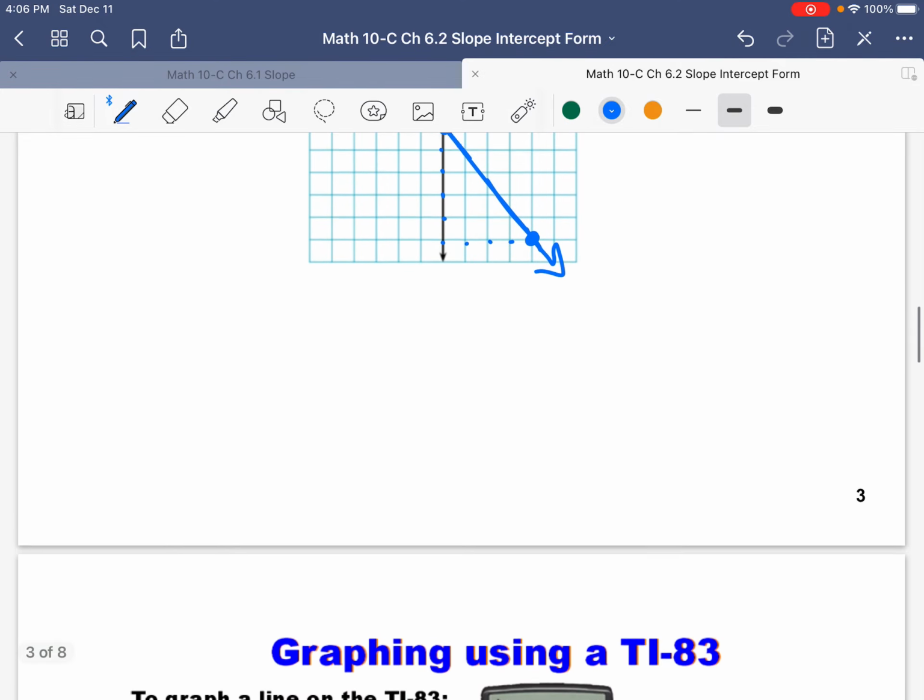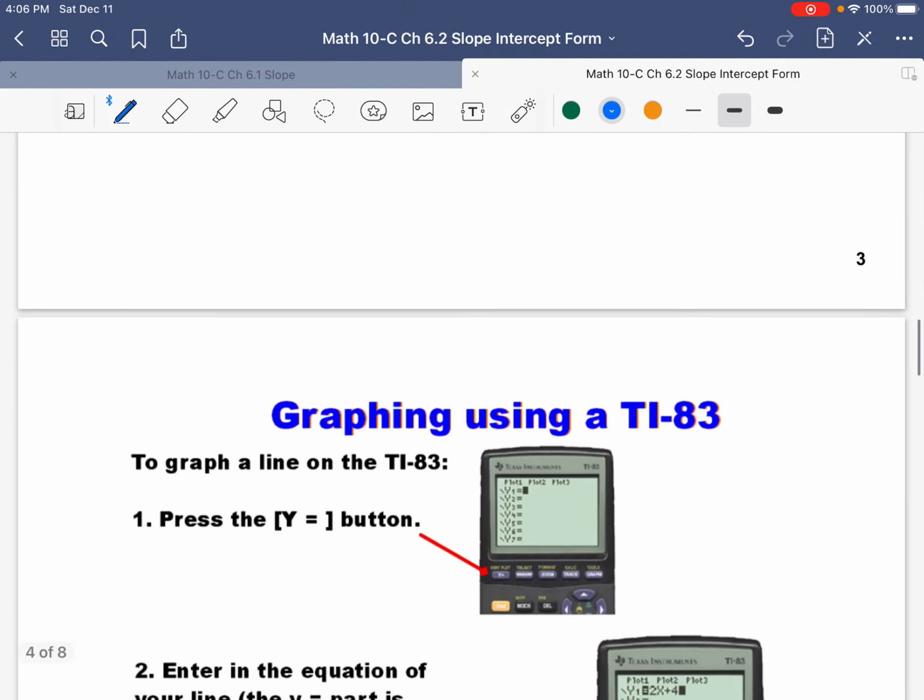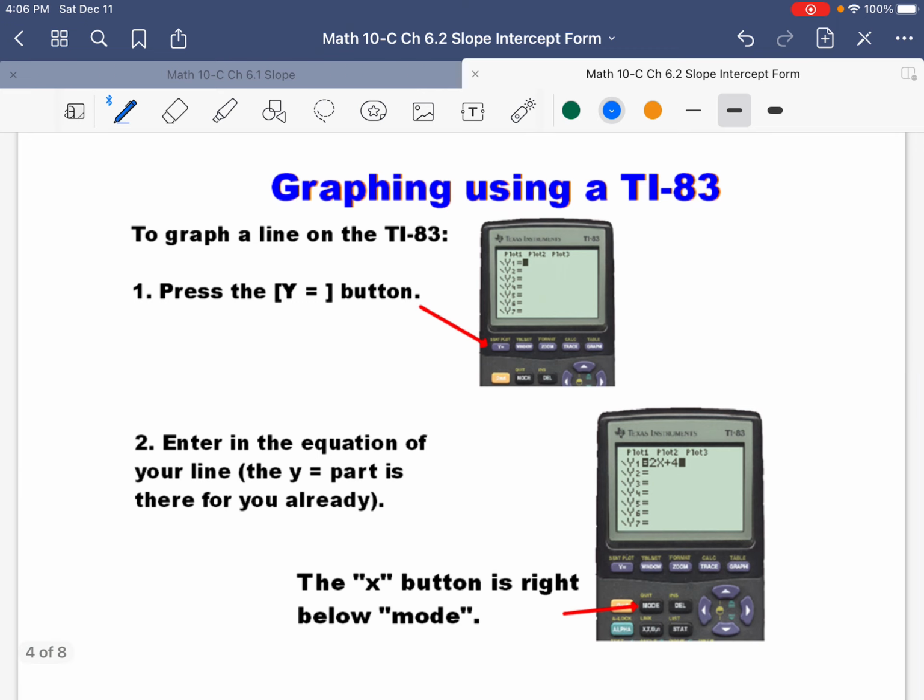That is y equals minus 5 fourths x minus 2. And that's the beauty of the slope-intercept form. It's really easy to graph. And what's even easier, it's what your graphing calculator uses.